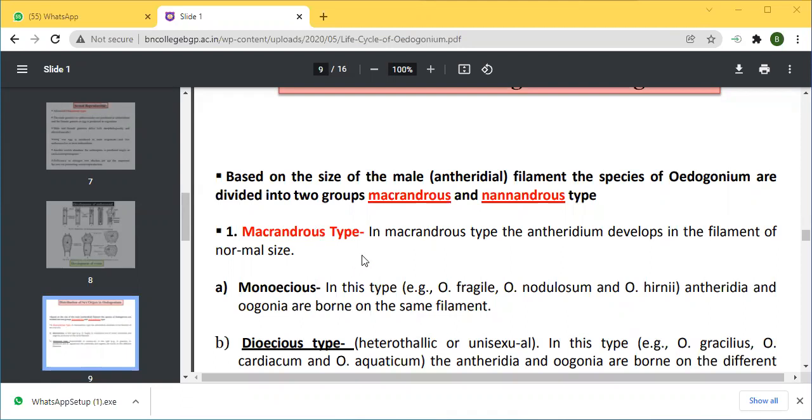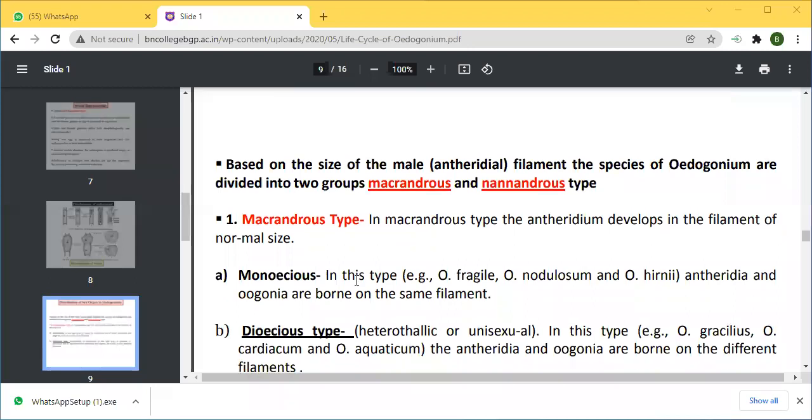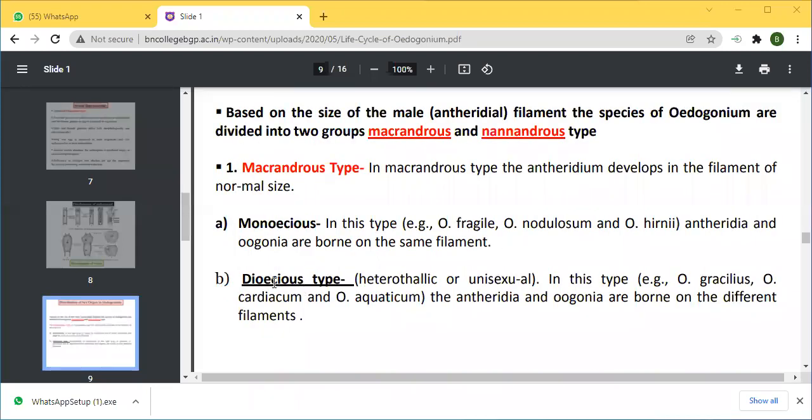But in this one also there are two types: one is monoecious and the second is called dioecious. What is monoecious? These are the examples, guys: Oedogonium phraseola, Oedogonium nodulosum, Oedogonium hirini. These are examples for monoecious antheridia, and the oogonia are born on the same filament. In monoecious type, antheridia and oogonia are born on the same filament. In the same filament you can observe both the male and female. This is called the monoecious type of Macandrus.